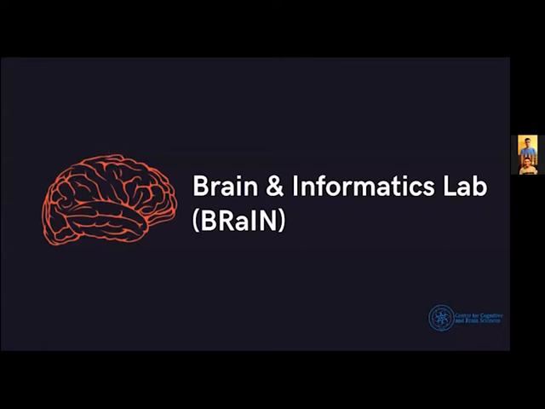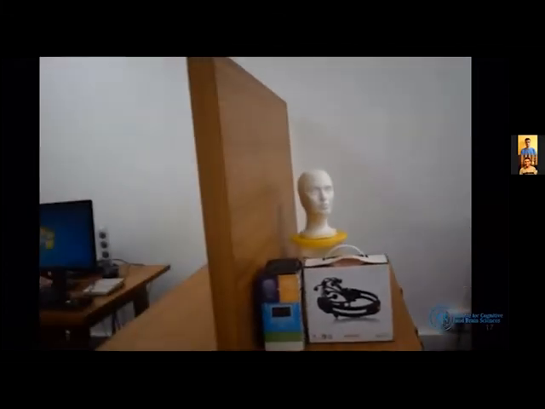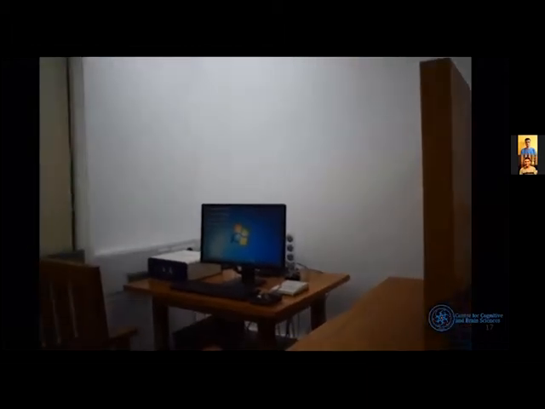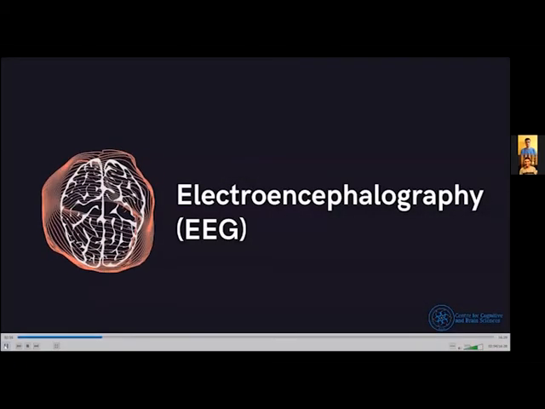In Brain Lab, we have several instruments. Here is a demonstration of electroencephalography. For most experiments which require EEG, we require two computers, one for EEG data acquisition and the other to present the stimuli to the participants.